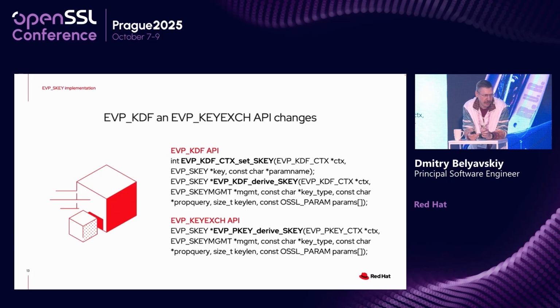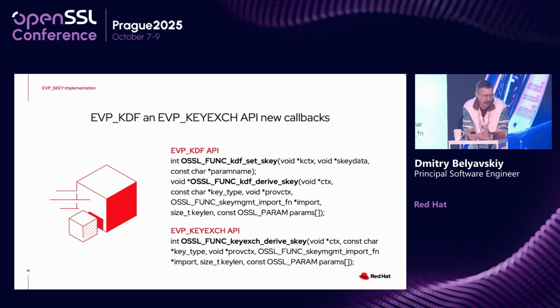For the UPK Exchange API, we have added only one function, UPPK derive key. It's similar. So let's look at the backend part. The backend part, again, I made a design decision that probably is controversial. The derivation functions accept two parameters that would be used for properly creating and verifying the object on the provider level.